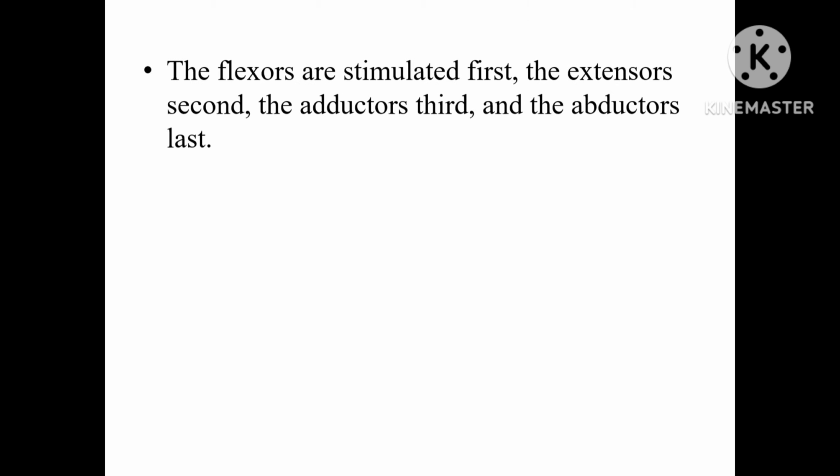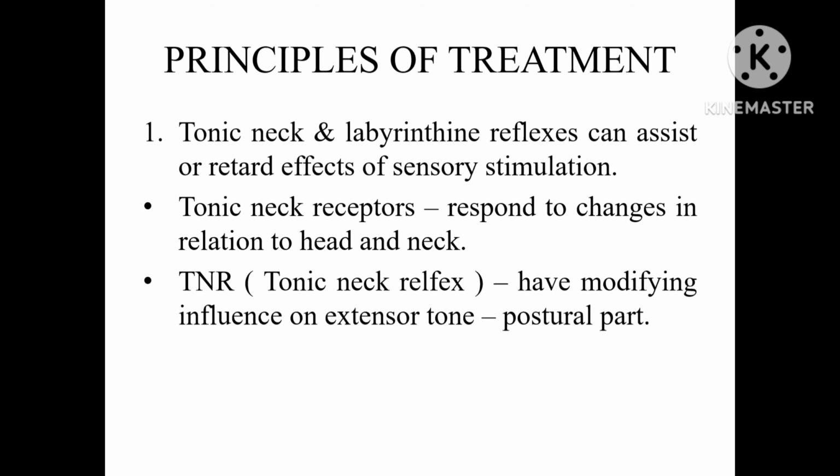So according to Rood, the flexors are first to be stimulated, then the extensors, then adductors, and at last the abductor muscles. So the first principle is that the tonic neck and labyrinthine reflex can assist or retard the effects of sensory stimulation. So mainly it is focusing on two neonatal reflexes: the first is the tonic neck reflex and the second is the labyrinthine reflex, the TLR.